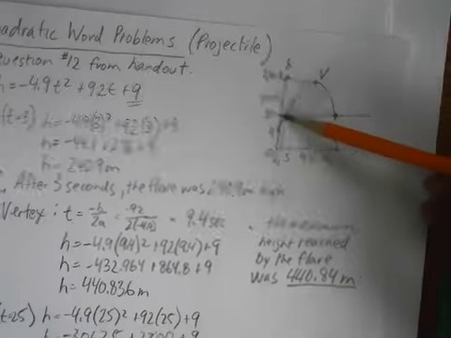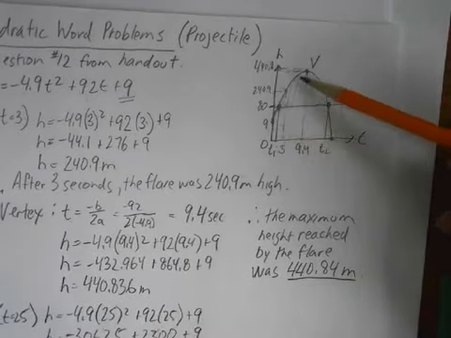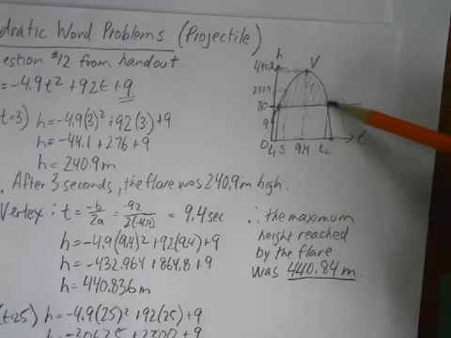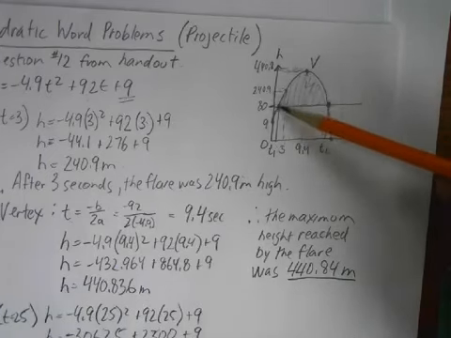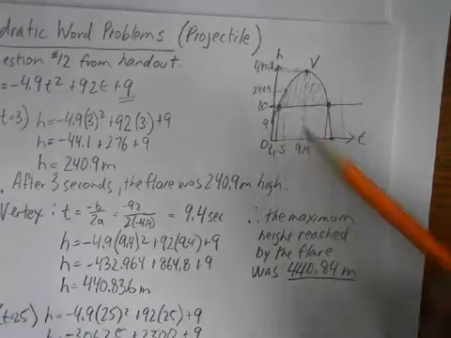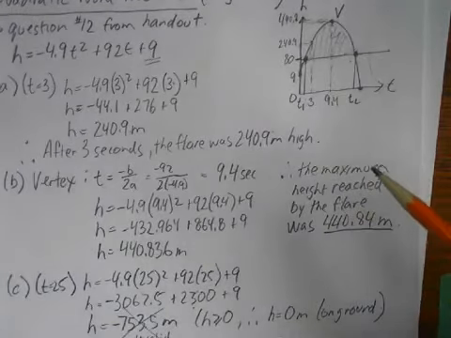Providing that the height that you're being asked is somewhere between the initial height and the highest height, the vertex, you should always get 2 valid values of t, meaning positive values of t, that are the solutions to the equation that you get. Okay. Now, this is a good selection of questions.